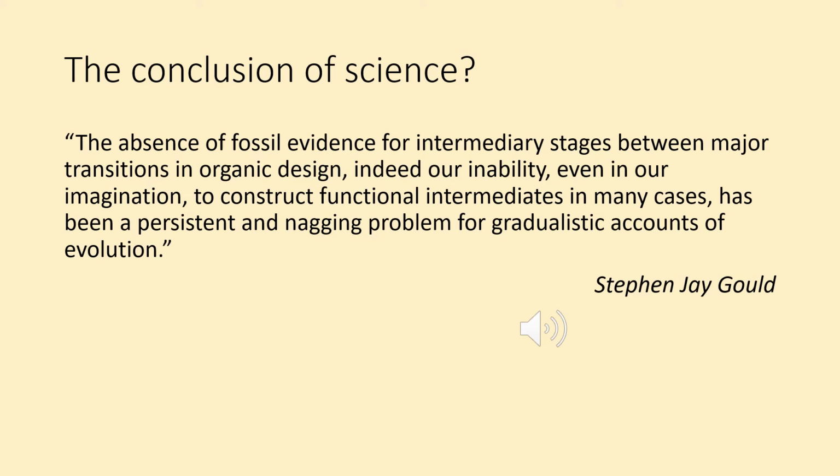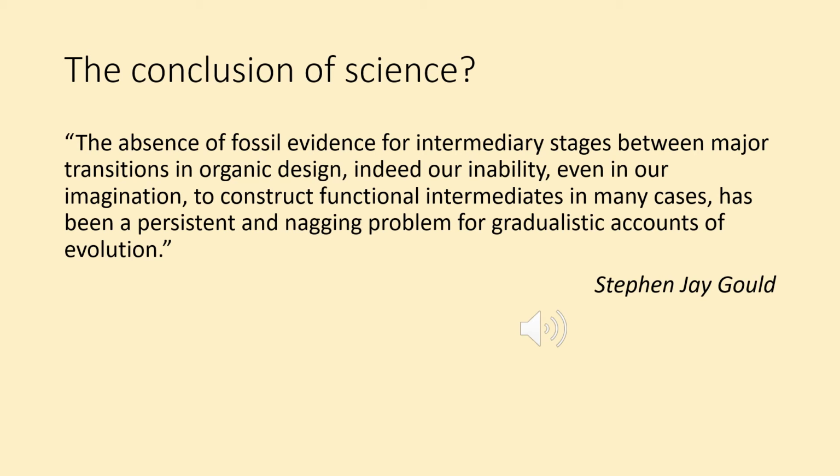The conclusion for this second part, the fact that we don't have any evidence to link different species together in the fossil record, is quoted there by Stephen Jay Gould, another scientist who doesn't believe in God, who doesn't believe in creation. But he says it's been a persistent and nagging problem, and they still haven't solved it. There is no evidence in the fossil record for intermediate or transitional states between one species and another species.